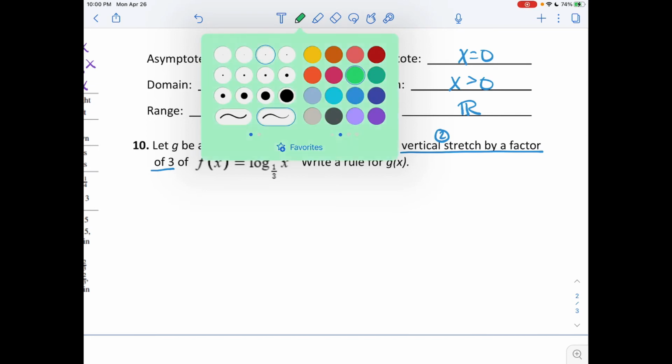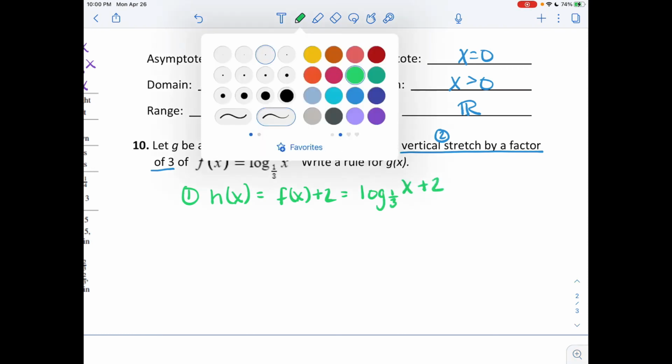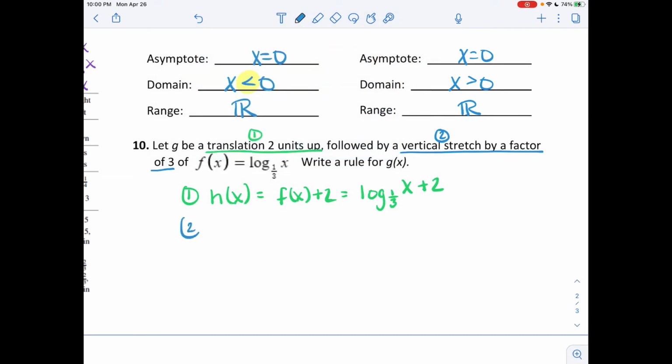base 1/3 of x. So we will start by writing h of x, which is going to be equal to, we're moving 2 units up, so that's a 2 tacked onto the very end of my function. So f of x plus 2. And when I plug in f of x, log base 1/3 of x, and then plus 2. My second thing, and since this is also the last thing, I'll call it g of x.